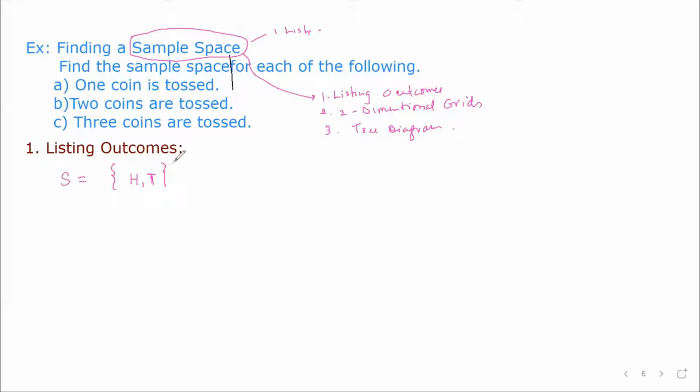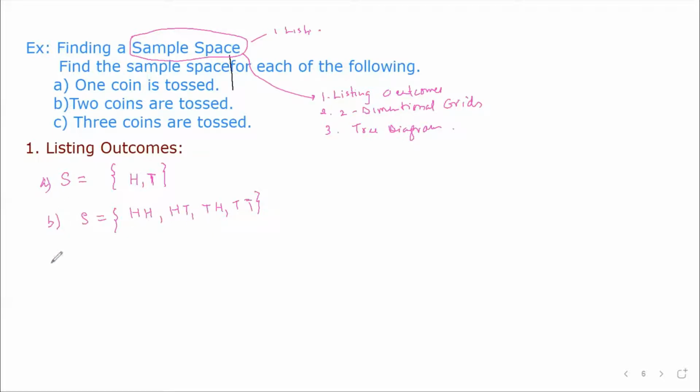Okay. Then question B: if two coins are tossed. If you want to do it by listing, what do we have? The sample space for two coins, similar to the previous one, is going to be head, head, right? Head, tail, tail, head, and tail, tail. So you list the sample space this way. Okay.